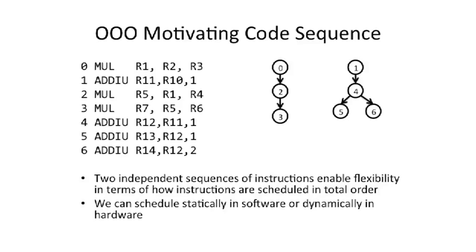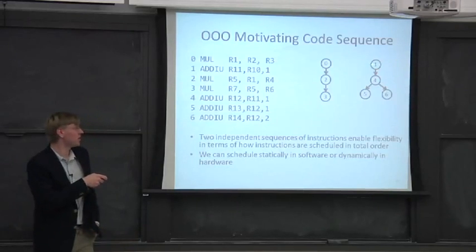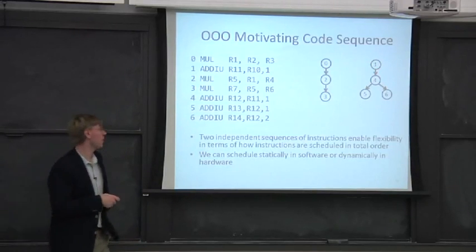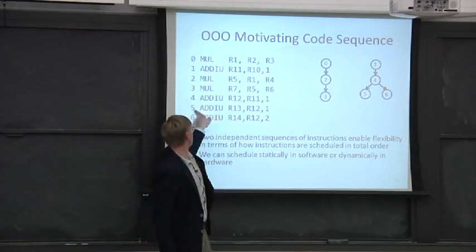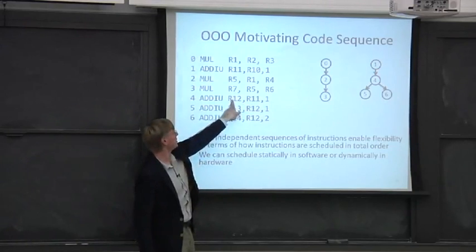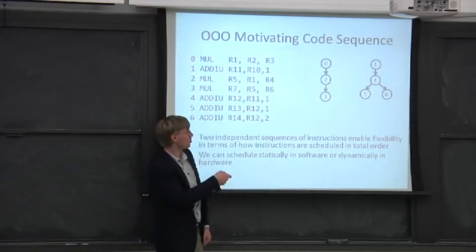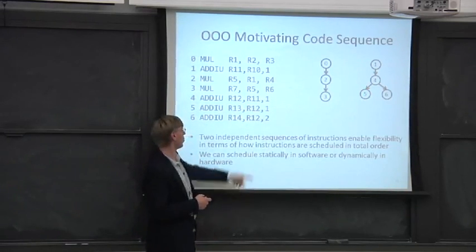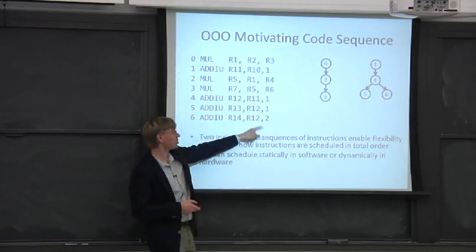Instruction 4 here, let's take a look. Register 12, register 11. It reads register 11, so it's dependent on instruction 1. 5 is dependent on the output here, 12, so it gets put after 4. And likewise, 6 reads register 12.